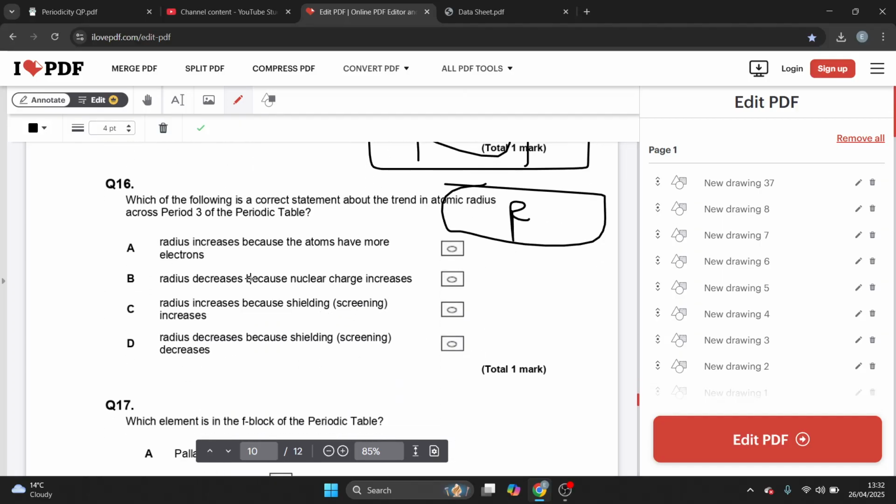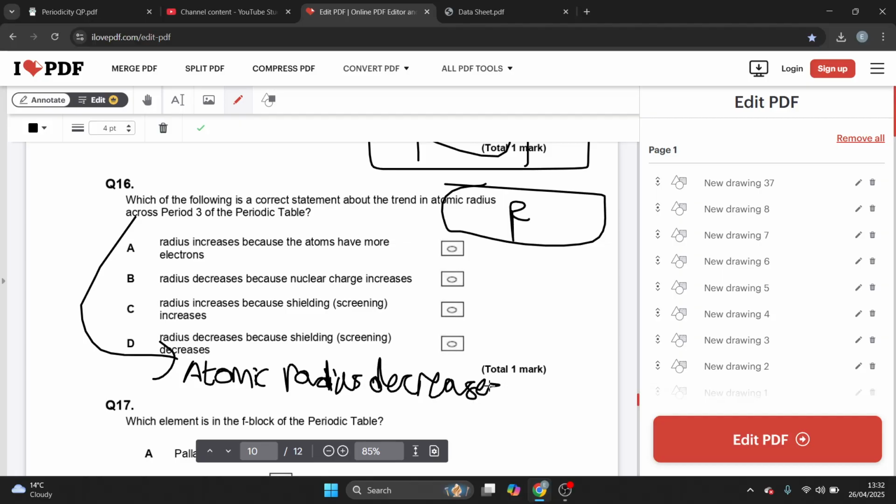Which of the following is a correct statement about the trend in atomic radius across period 3 of the periodic table? Atomic radius decreases. I know that because I literally have memorized that fact. The atomic radius decreases across period 3. So radius increases, no. Radius decreases, yes. Radius increases, no.